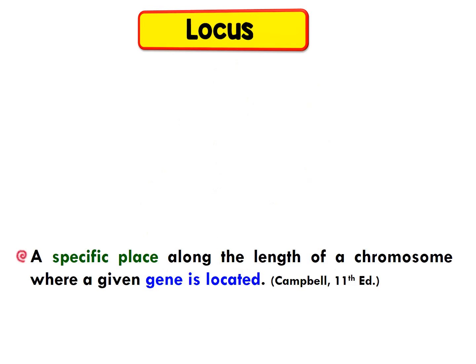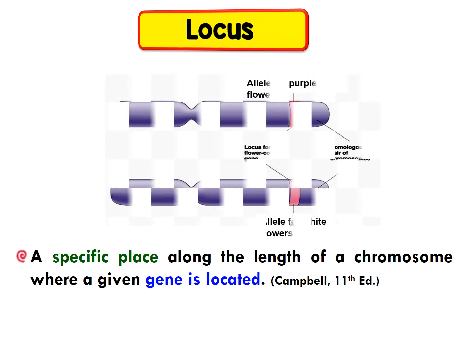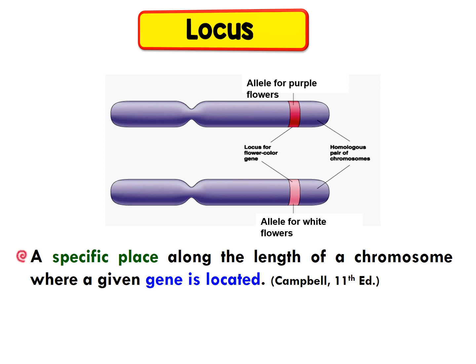The third terminology is locus. Locus is a specific place along the length of a chromosome where a given gene is located. For example, in this chromosome, the flower color gene is located in a specific place in this chromosome.